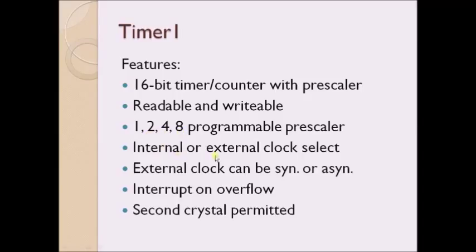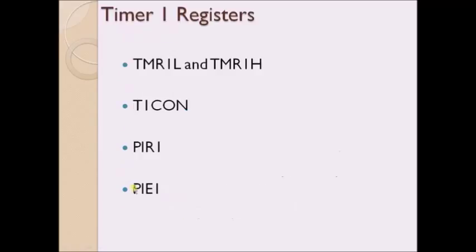Internal or external clock select. So we can select the clock either internal or else external, and the external clock can be synchronized or asynchronized. Then interrupt on overflow: it will also generate an interrupt whenever the overflow condition is reached, and a second crystal is permitted. It means I can connect a separate oscillator for this Timer 1. So if I want to use this Timer 1, then I have to access these registers, that is Timer 1 low and Timer 1 high, Timer 1 control register, PIR1 and then PIE1.